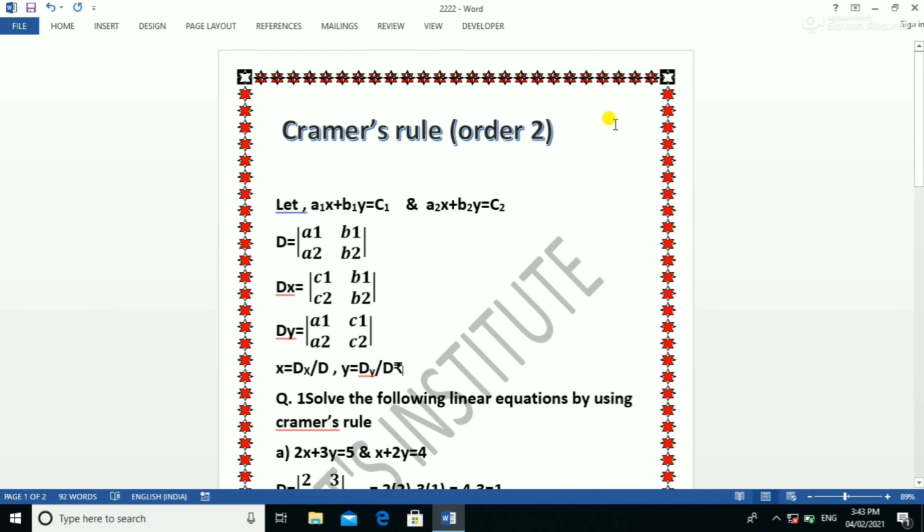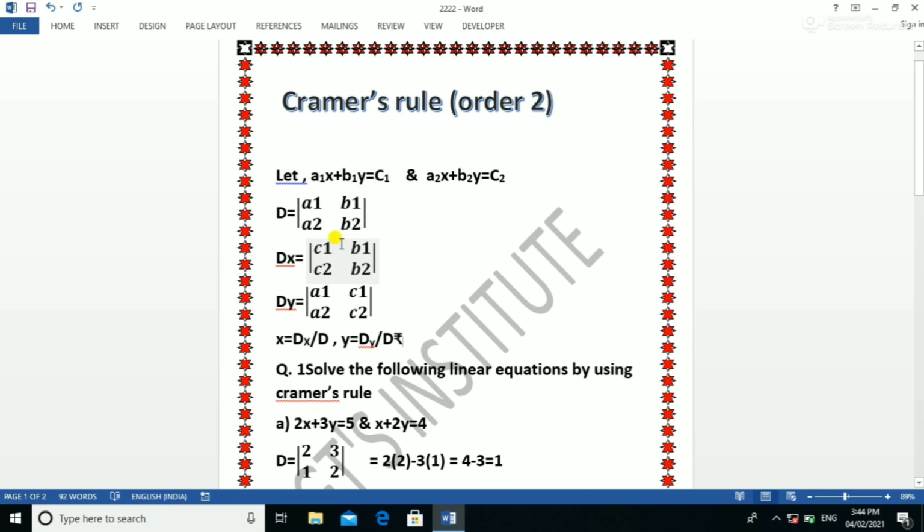In this video we are talking about Cramer's rule of order 2. Cramer's rule is one of the applications of the determinant. It is a method that uses determinants to solve linear equations, or to find the value of variables in linear equations. Suppose we are given two linear equations, a1x plus b1y is equal to c1 and a2x plus b2y is equal to c2, where a1, b1, c1 and a2, b2, c2 are constants, whatever the values of the constants may be.